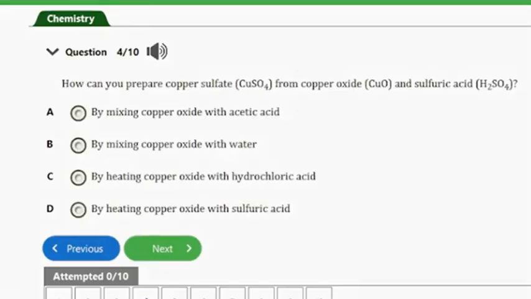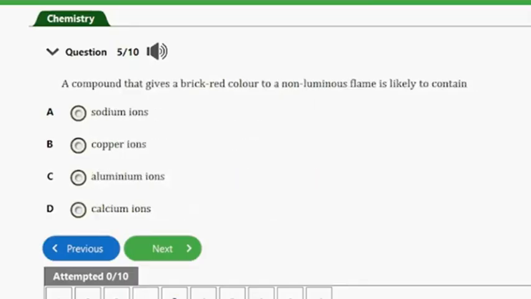Question number 4, it says, how can you prepare copper sulfate from copper oxide and sulfuric acid? A. By mixing copper oxide with acetic acid. B. By mixing copper oxide with water. C. By heating copper oxide with hydrochloric acid. D. By heating copper oxide with sulfuric acid. So guys, the answer to this question will be option D here. That's by heating copper oxide with sulfuric acid. So let's consider the next question.